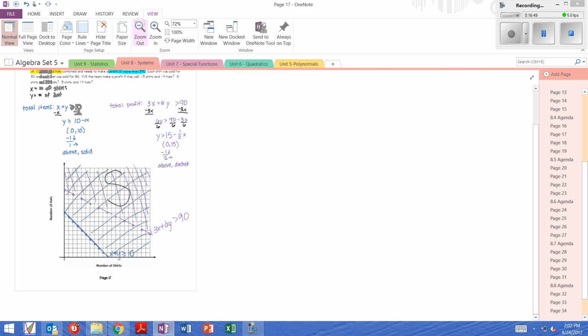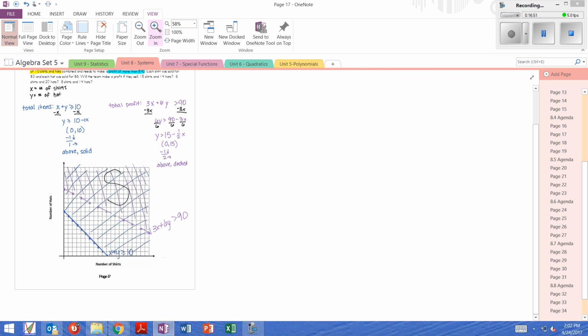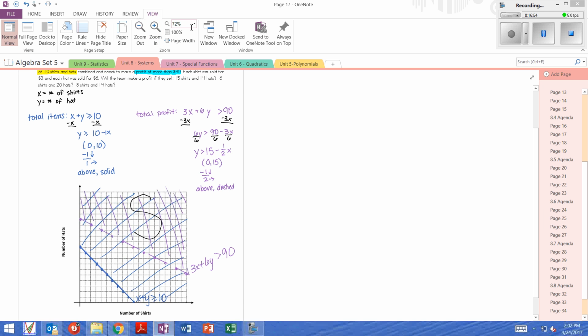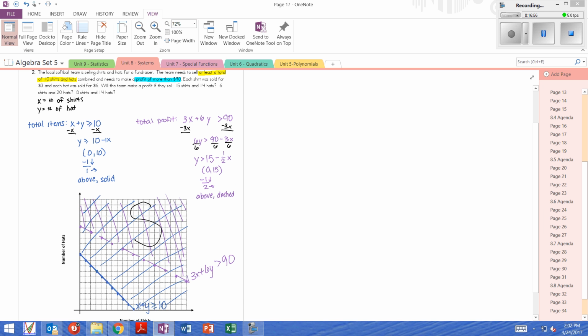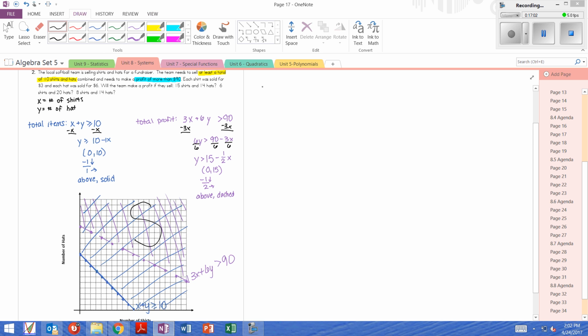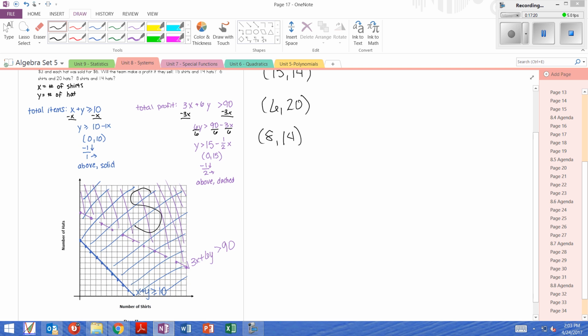So I'm going to zoom out so we can see if we're going to make profits. Here we go. So are they going to make a profit of 15 shirts and 14 hats? Namely, is the point (15, 14) a solution? Is the point (6, 20) a solution? And is the point (8, 14) a solution? So let's take a peek down below.